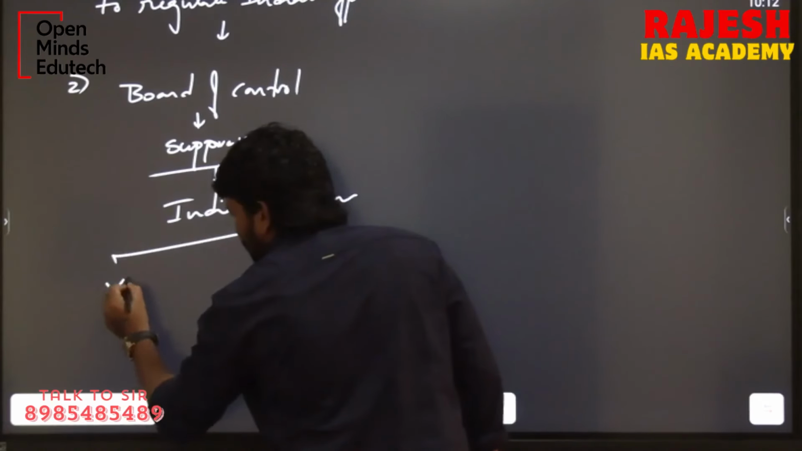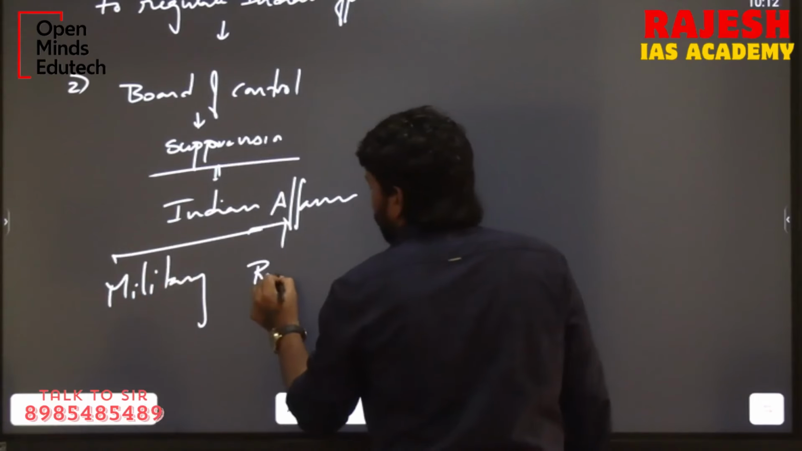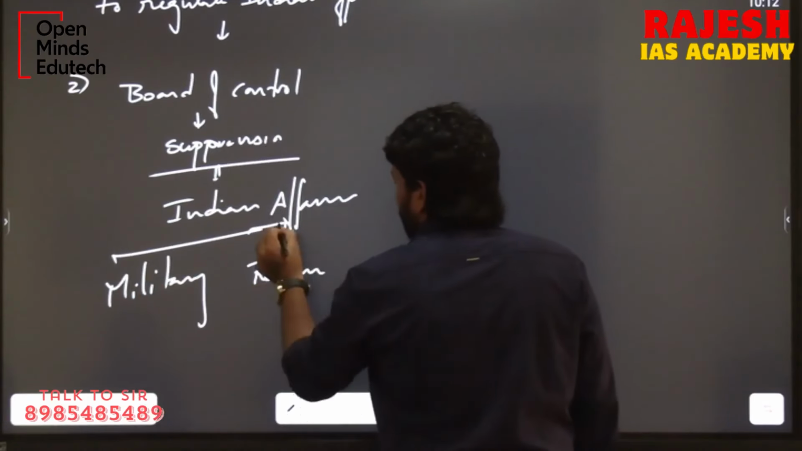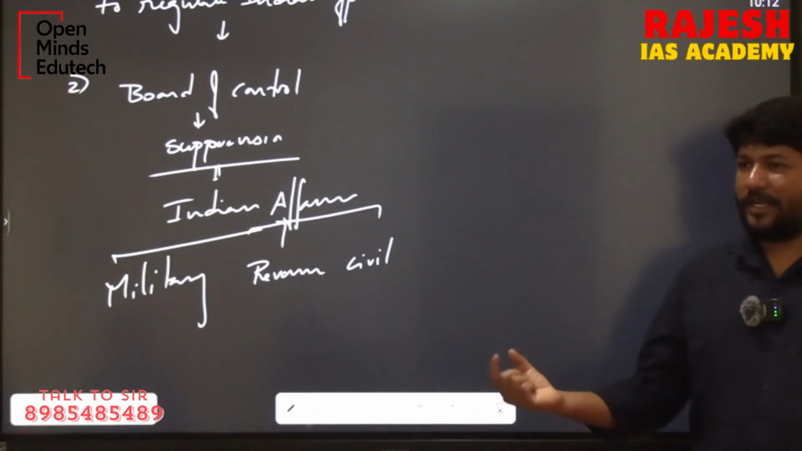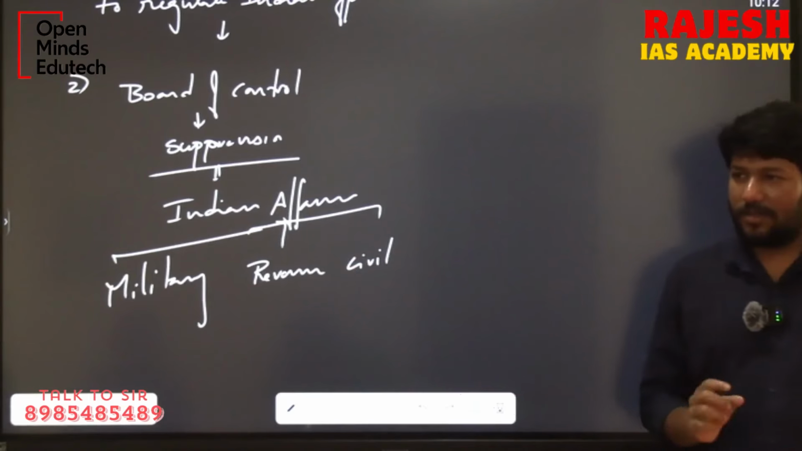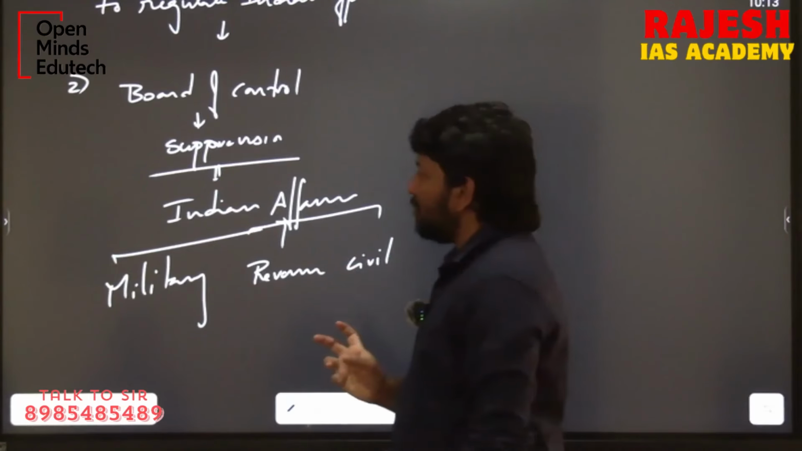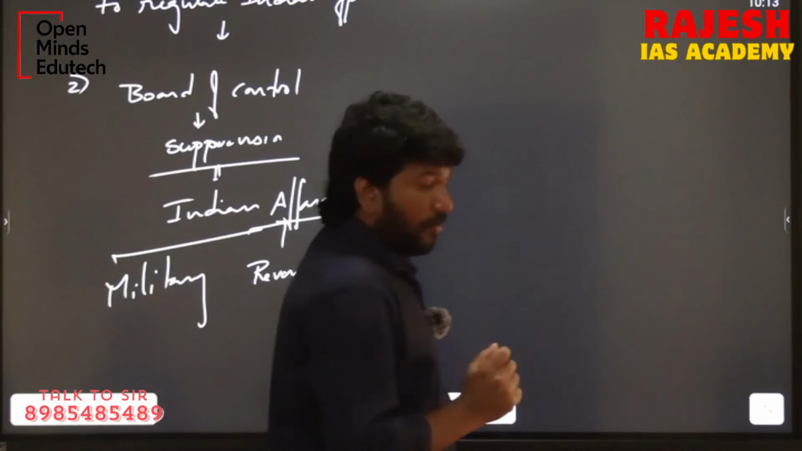Indian affairs, that is military, revenue and civil. Whatever the military that was there in India, whatever the revenue that is coming from India, and the civil affairs, all will be regulated and supervised by what? Board of control. Board of control.